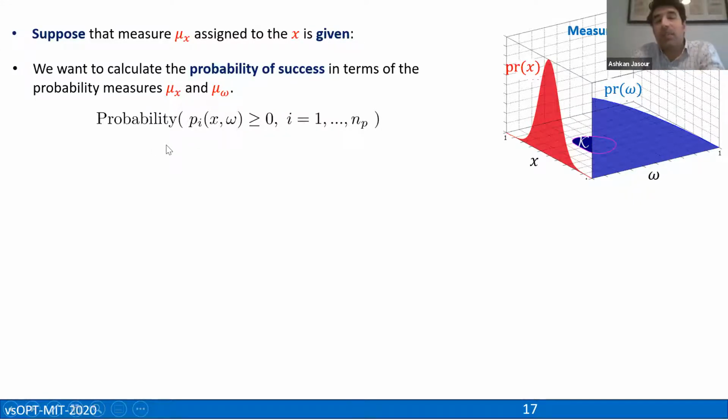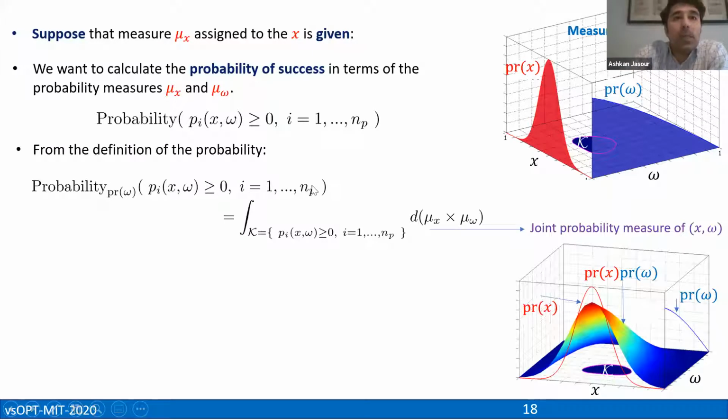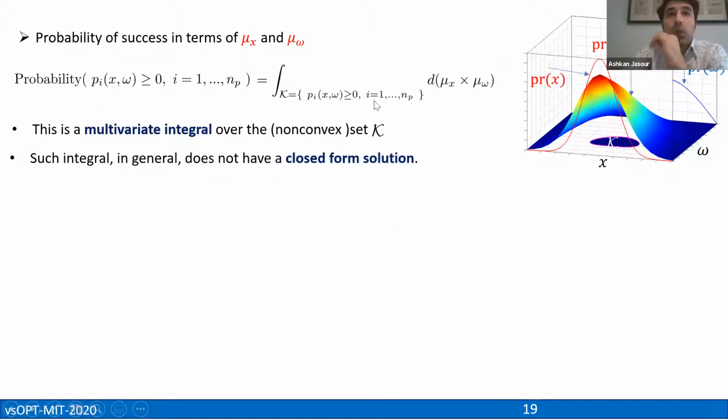And for this, from the definition of the probability, we need to deal with this integral with respect to the joint probability distribution of the x and omega, plotted as here, the joint distribution, over the set K, which is our success set defined in the space of the x and omega. So as I mentioned earlier, such integral is challenging to solve.